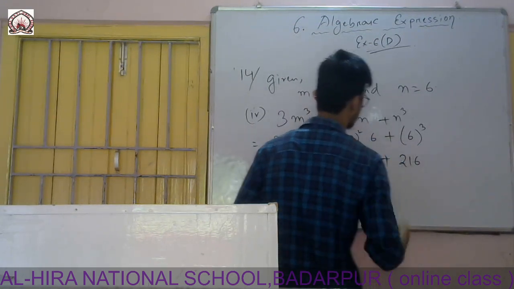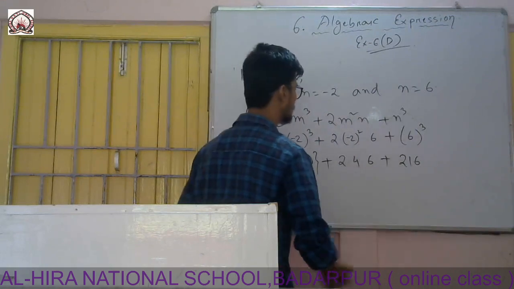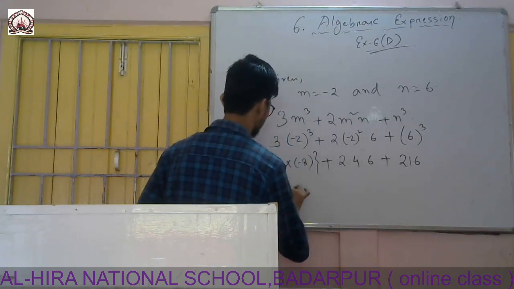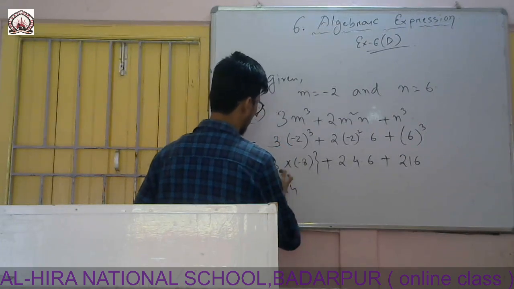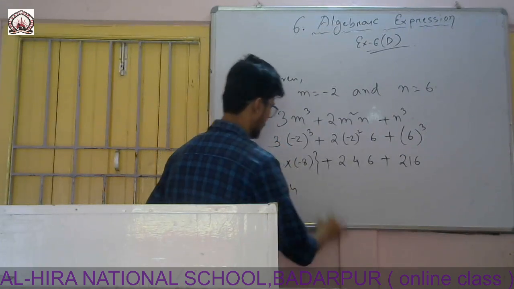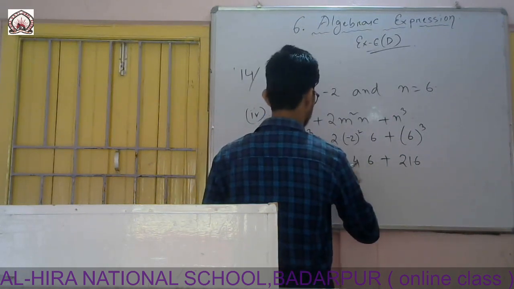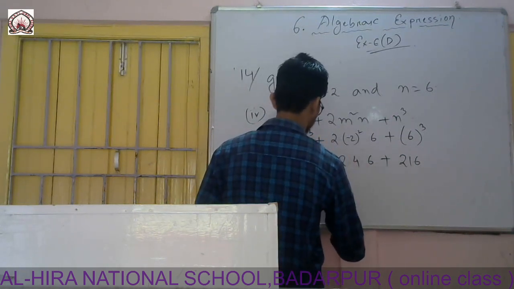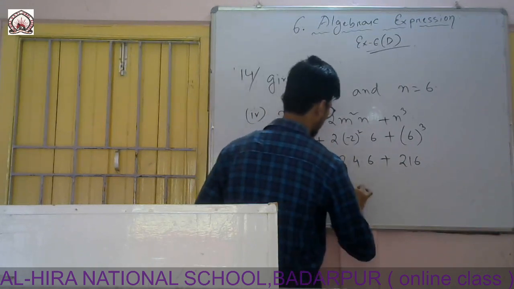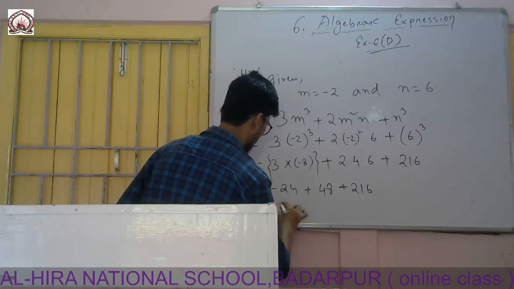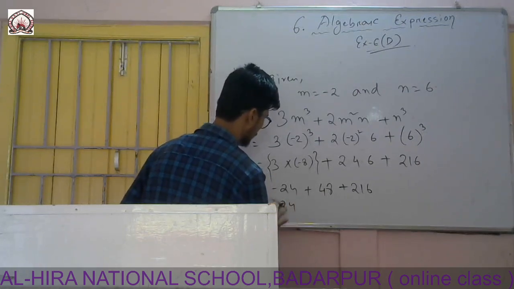6 6s are 36, and if you multiply 36 with 6 again you will get 216. So 3 8s are 24, and minus plus it will be minus, then they are given plus 4 2s are 8 and 8 6s are 48, and at last it is plus 216 minus 24.